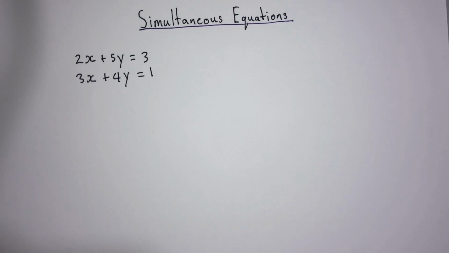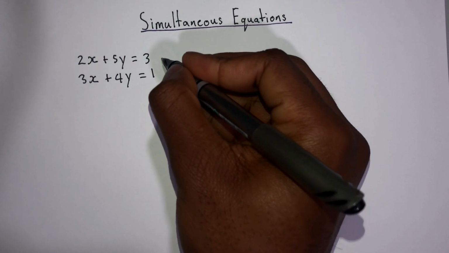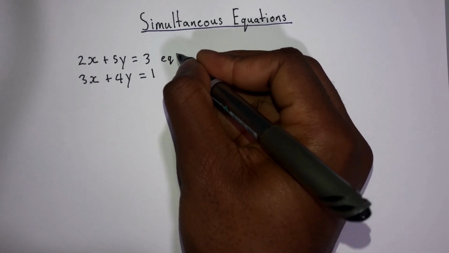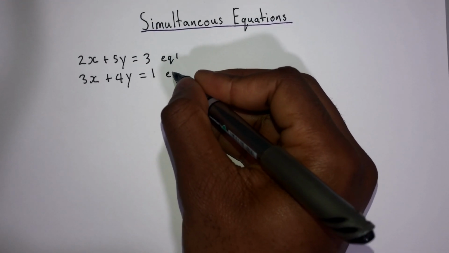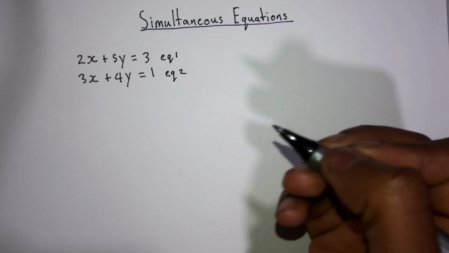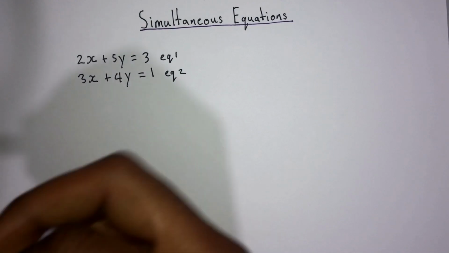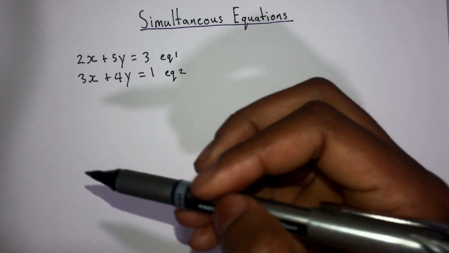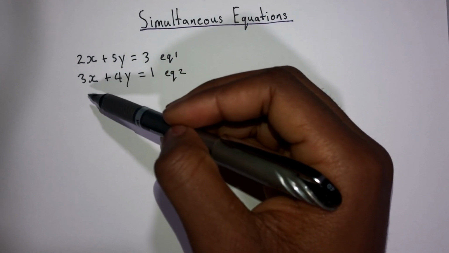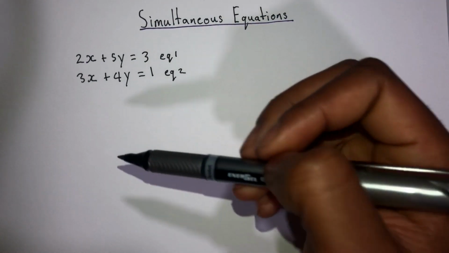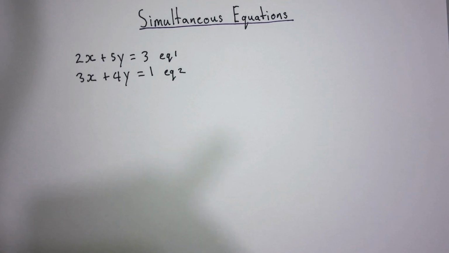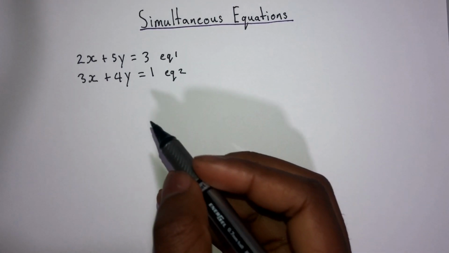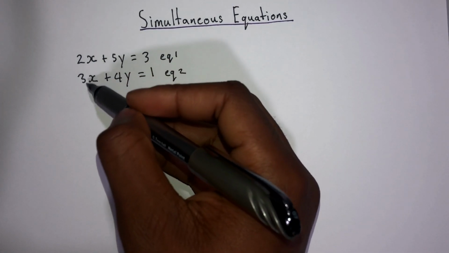The first thing we're going to do is label our equations. So this is equation 1 and this is equation 2. Next, we're going to decide which one of the terms we are going to eliminate. Are we going to eliminate the x terms or the y terms? And in this lesson, we're going to eliminate the x terms.